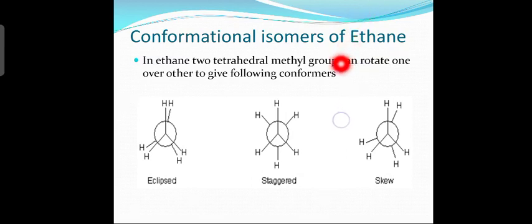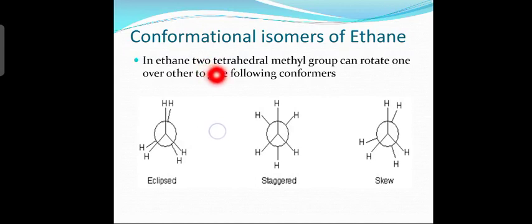Conformational isomers of ethane. Now here we are going to study the different conformational isomers of the ethane molecule. What is the formula for ethane? CH3 single bond CH3. What is the molecular formula? C2H6. Or if you split up and write the 2 carbon atoms separately, you will write CH3 single bond CH3. So 2 carbon atoms are present.